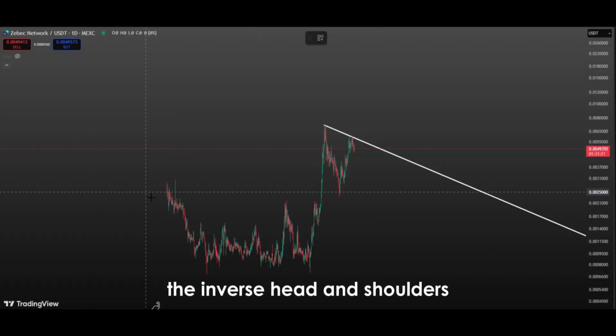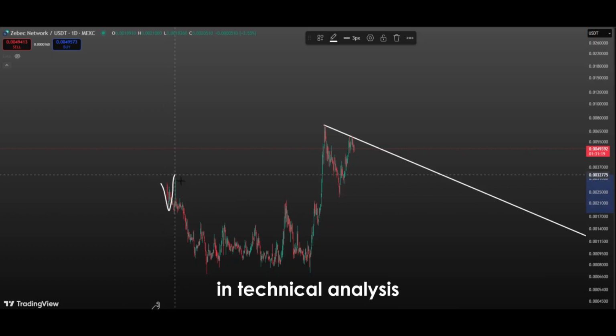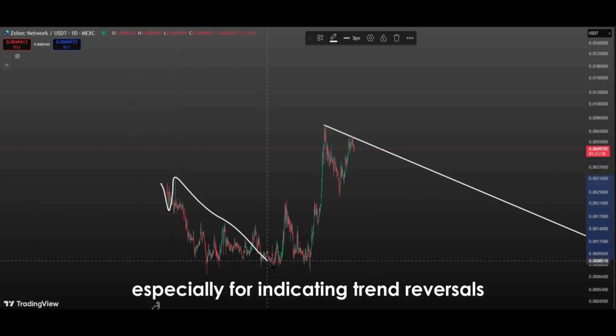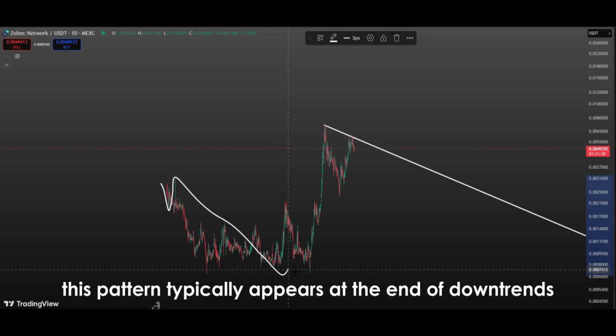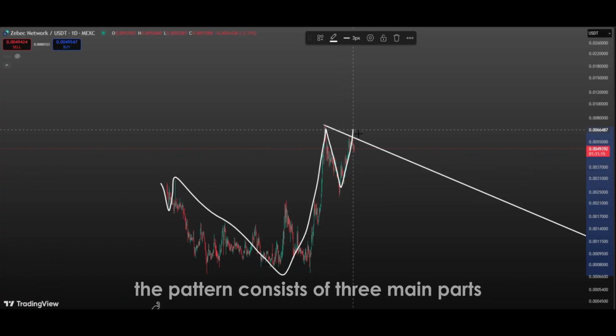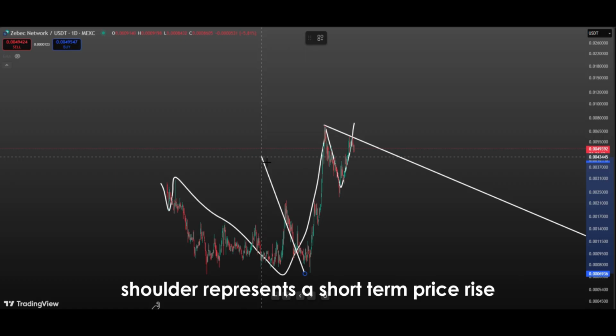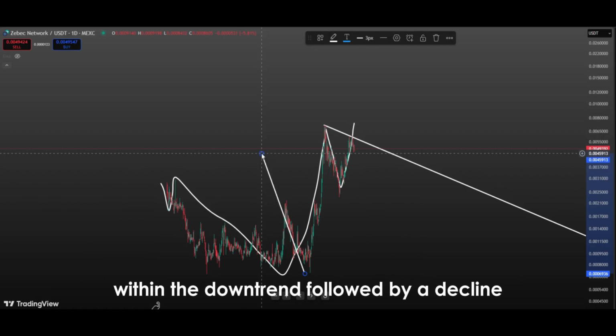The inverse head and shoulders pattern is considered a very strong model in technical analysis, especially for indicating trend reversals. This pattern typically appears at the end of downtrends and signals that buyers are gaining strength while sellers are weakening. The pattern consists of three main parts: the left shoulder, the head, and the right shoulder. The left shoulder represents a short-term price rise within the downtrend, followed by a decline.